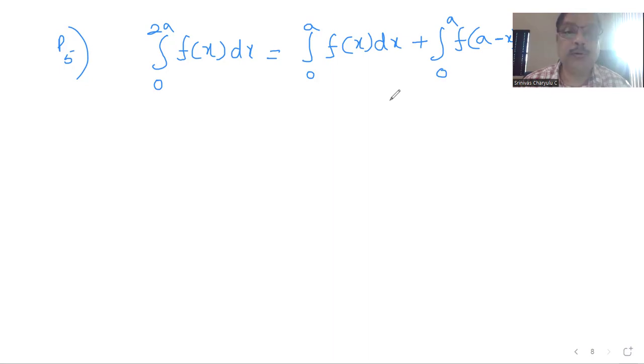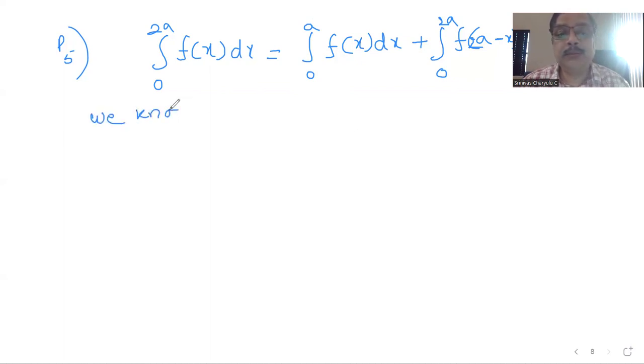Integral 0 to 2a, yes, this is 2a. 0 to a f of x dx plus integral 0 to 2a f. Correct. Now let us consider.